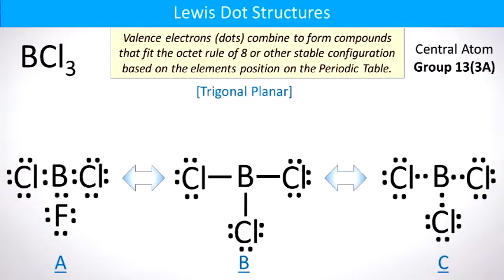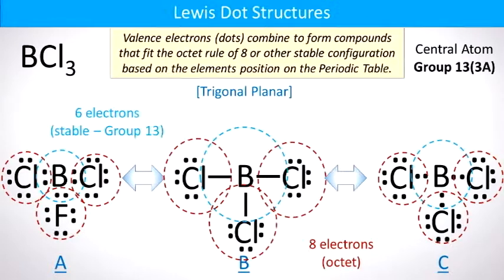If we clean that structure up, we have the structures shown here, A, B, and C, which are accepted representations of the Lewis structures for boron trichloride. In the case of boron trichloride, boron only has 6 electrons surrounding it. But because it's located in group 13, this is a stable structure for boron having 3 groups attached to it.